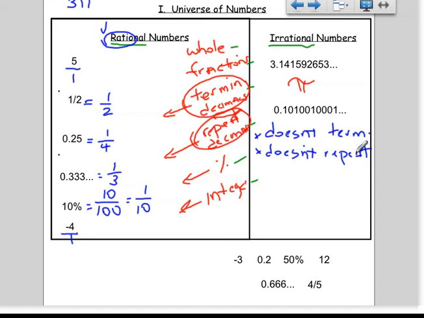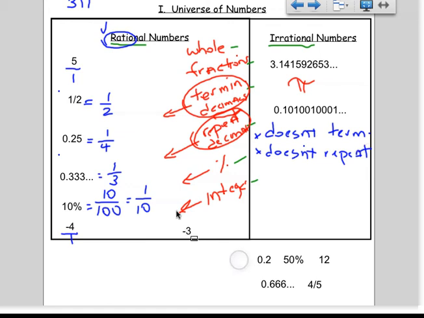I want you to stop the video here and please group the last 6 numbers you see in the bottom right hand corner and label them as either rational or irrational. Stop the video here and press play when you're ready to check your answers on those 6. Okay, you've grouped those 6 numbers. Let's see if you got them right.